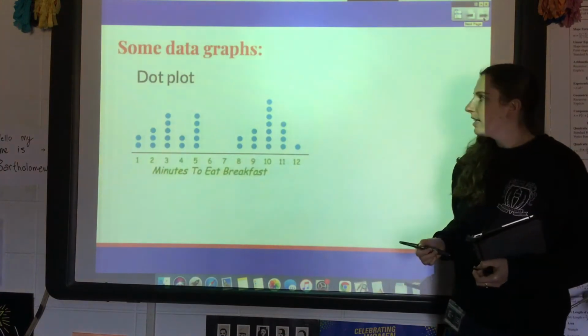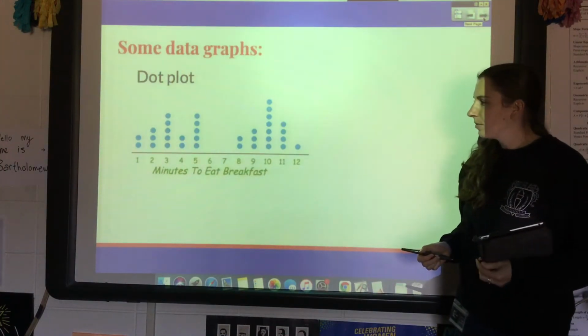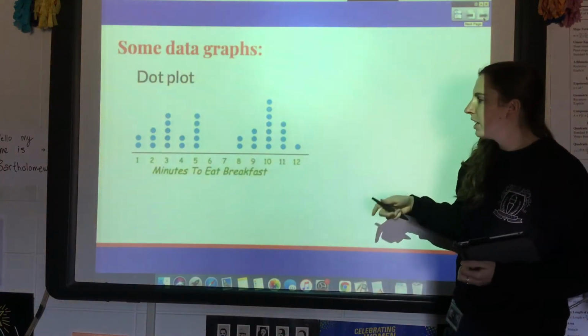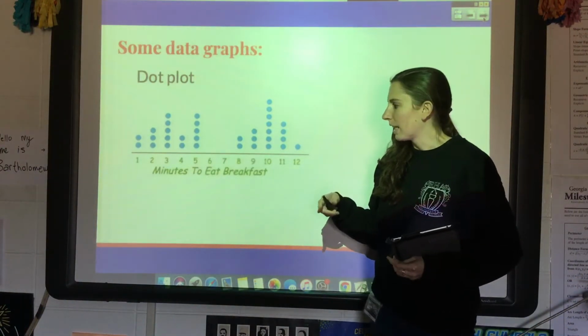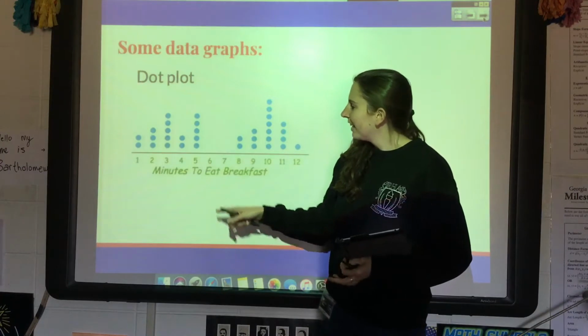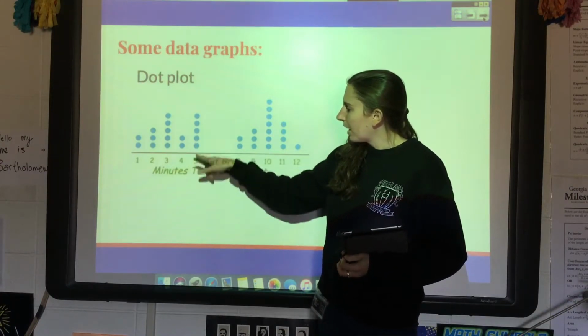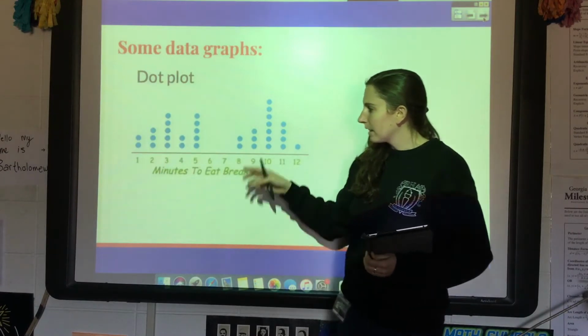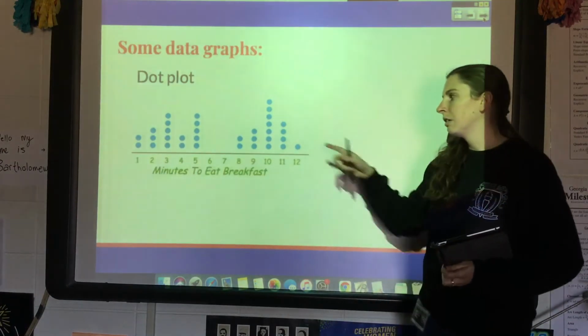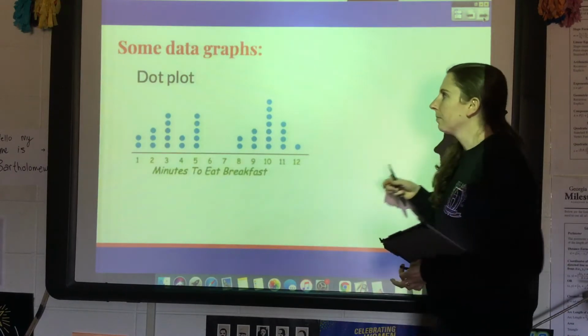A dot plot, you've seen these before. Dot plots are basically like bar graphs. You just put dots on whatever you want to add up. So like in this particular case, I've got 1, 2, 3, 4, 5 5s and 2 4s, and I've got 5 3s. So basically it's just like a visual way of listing out your data.